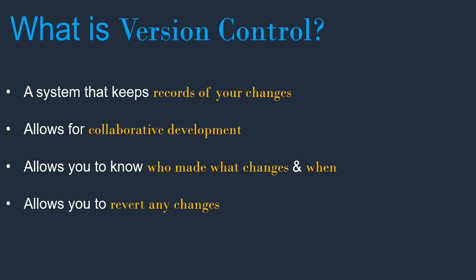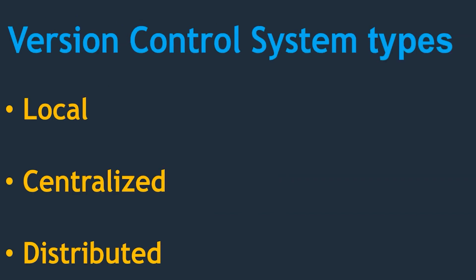Next, it allows you to revert any changes. If we did some changes today, it is not working and I want to go back to yesterday's code, it is quite easy for me because it tracks what changes I have done today and allows me to revert to the previous code. So these are the major advantages of using version control system. Now let's see what kind of version control systems are available. One is local, then centralized and distributed.